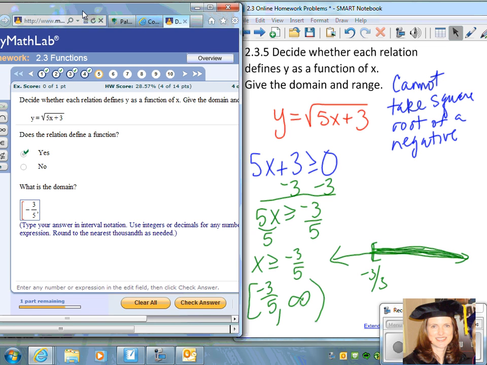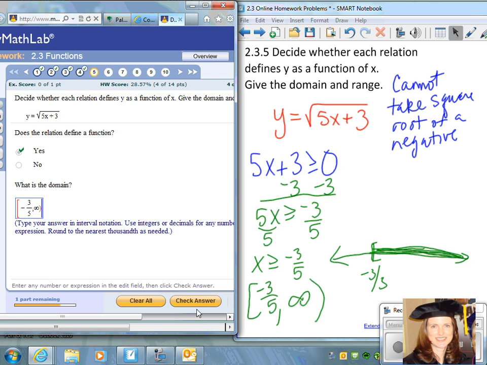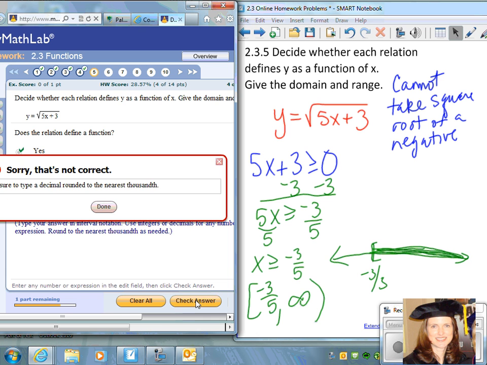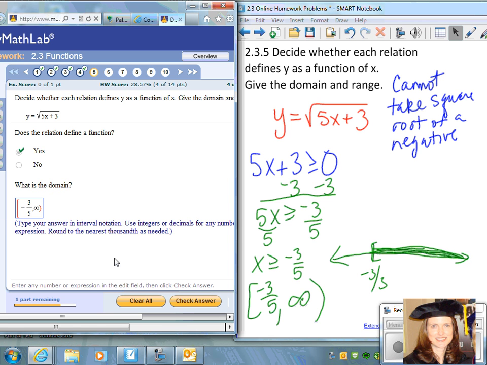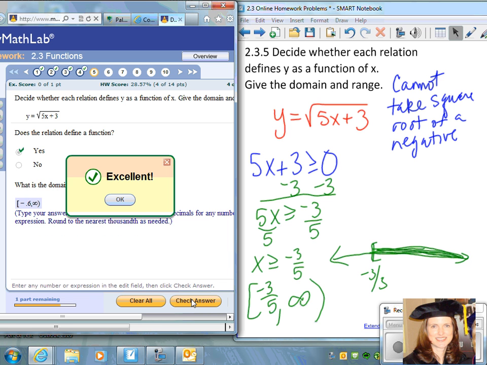Choose the infinity button from the palette. And anytime you have infinity as part of your domain or range, it's always going to have a parenthesis next to it. Oh, I'm sorry, we were supposed to write a decimal value. So let's change negative 3/5 to negative 0.6.